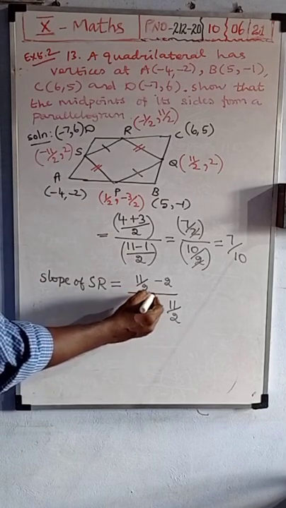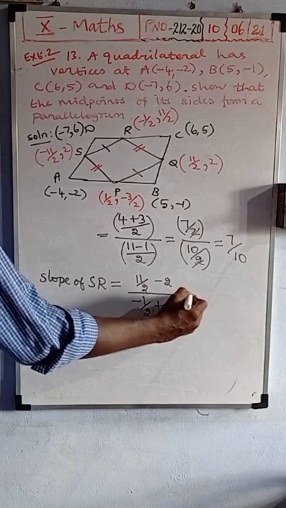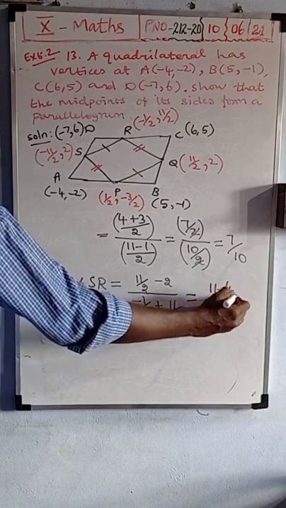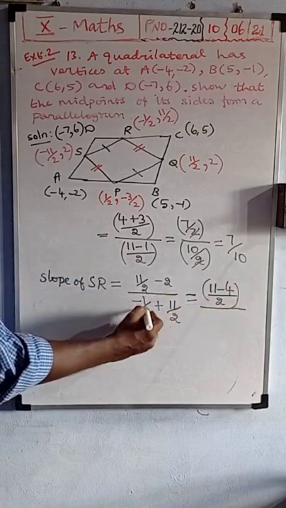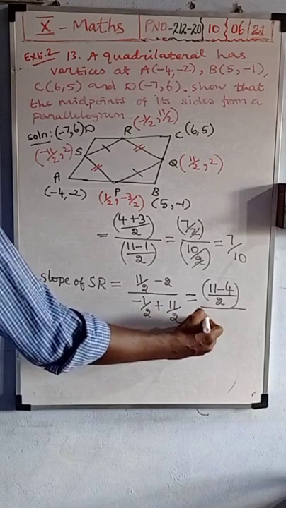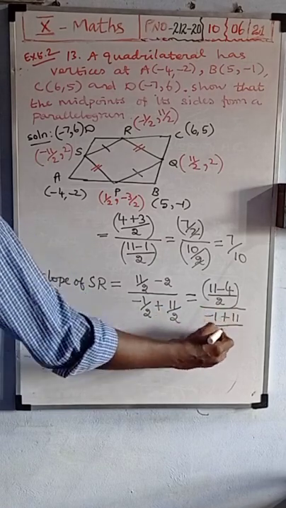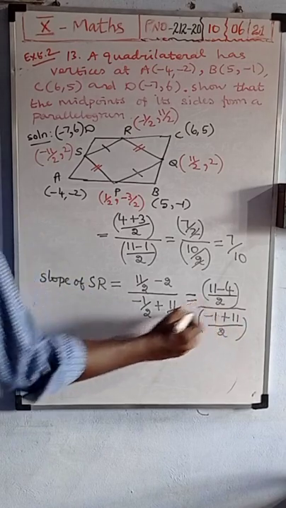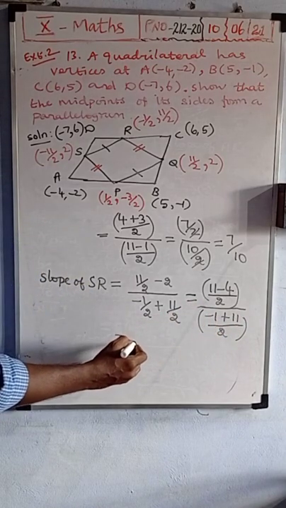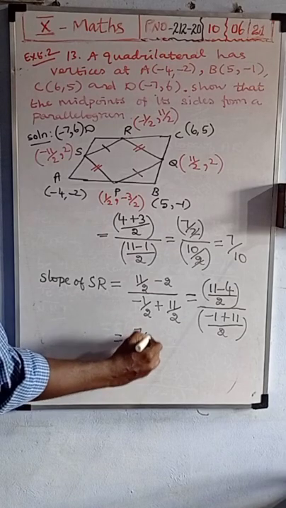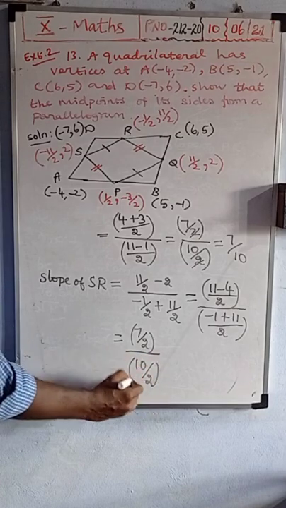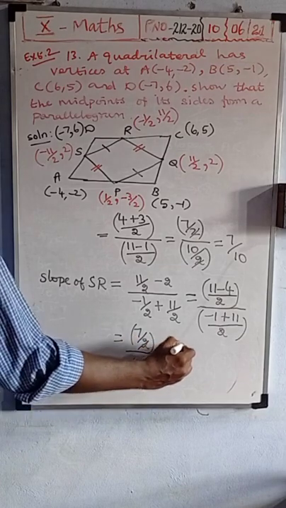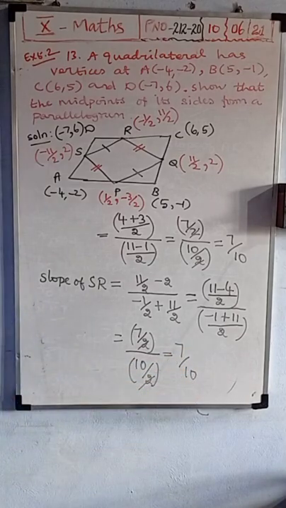Now simplify here. Take 2 as the LCM: 2 twos are 4, so 11 minus 4 by 2, whole divided by minus 1 plus 11 by 2. Both have the same denominator. 11 minus 4 is 7, so 7 by 2 divided by 10 by 2. Both denominators cancel, and we get 7 by 10. Both slopes come out the same.